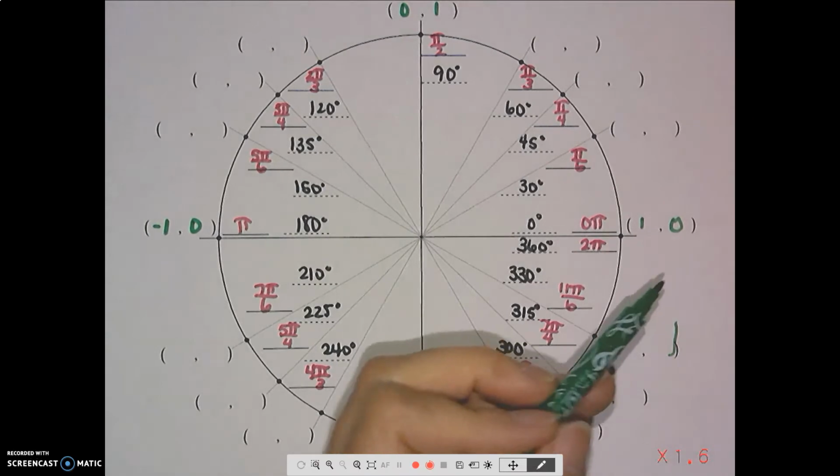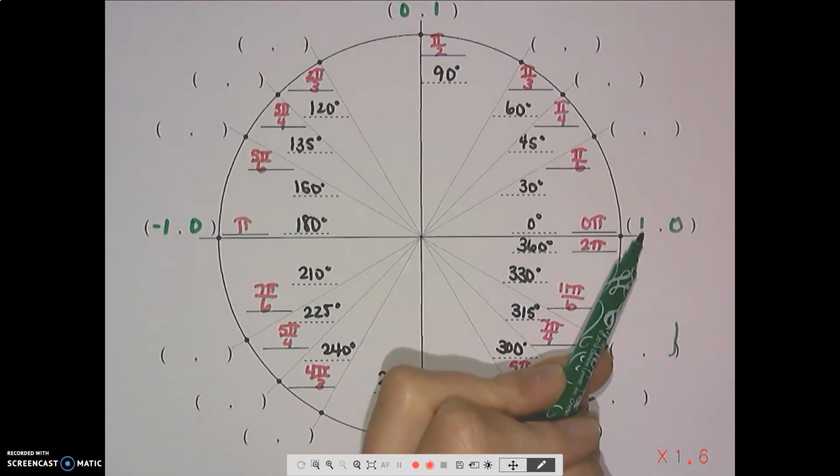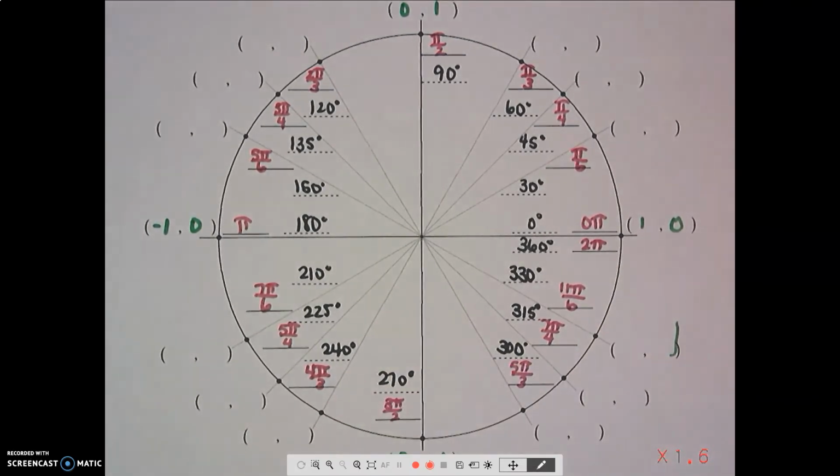And then back over here, I did not mean to make that mark there, but 1, 0 again for 360 degrees, because we know that 0 and 360 are coterminal with each other. All right, so let's look at how we're going to figure out what the rest of these are. So we're going to look at our 30-degree angle next here.